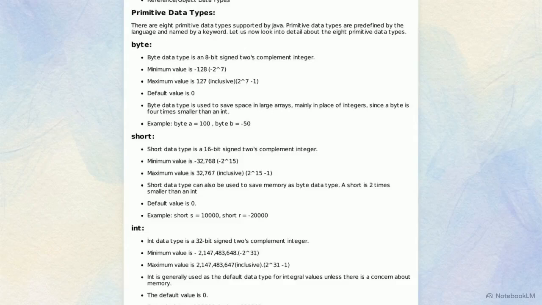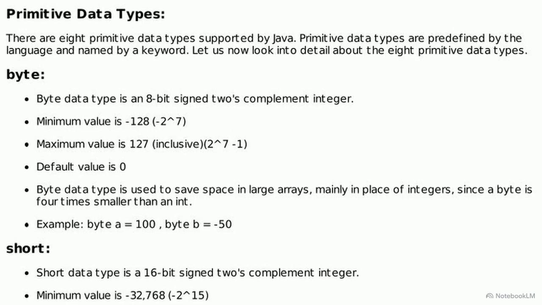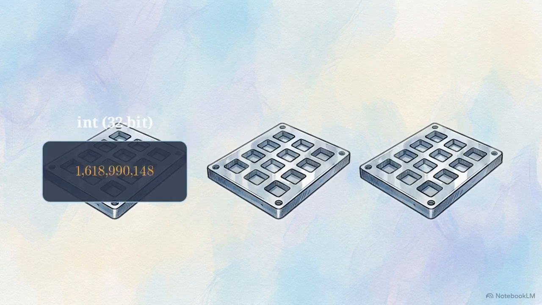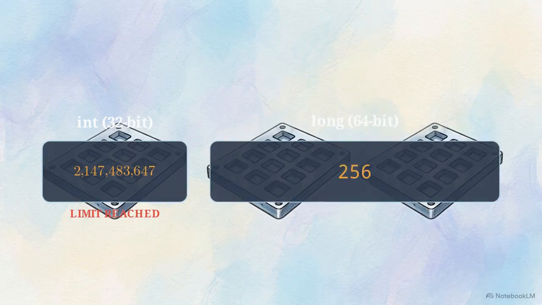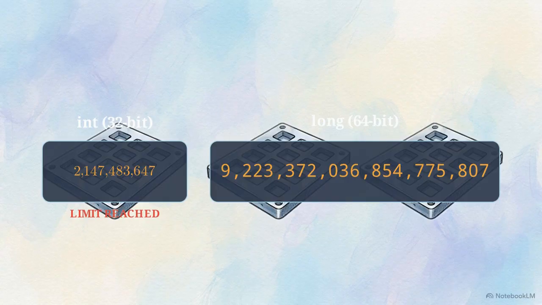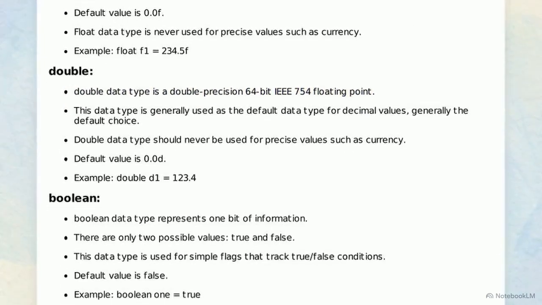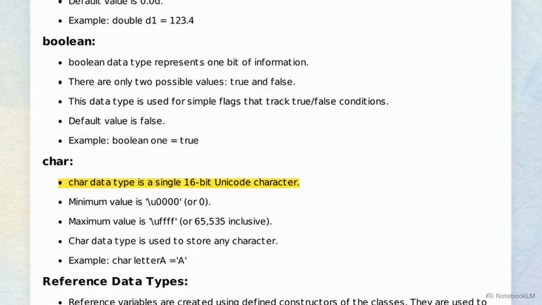This chart outlines the precise mathematical boundaries for the integral primitives. Because primitive variables hold data directly, their maximum values are strictly bound by their bit width. An 8-bit byte can never exceed 127. The 32-bit int serves as the standard default for integer calculations, providing a range of roughly positive to negative 2 billion. When a calculation requires a wider range, the 64-bit long is deployed. Further down this specification chart, we see the remaining primitives: the float and double for decimal precision, the 16-bit char for single Unicode characters, and the boolean flag, representing a pure true or false state.